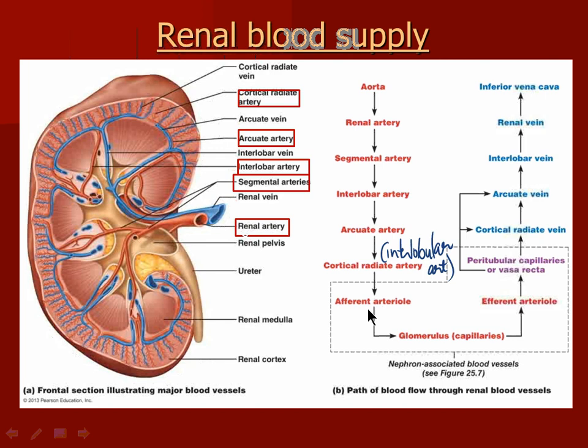This afferent arteriole leads to a capillary plexus, which is known as the glomerulus. Okay, and we will see this glomerulus later. So what you have to remember is that the afferent arteriole leads into the glomerulus. And also notice that from the glomerulus, another arteriole comes out, which is called the efferent arteriole. We probably won't have time, but in your notes you have a video which shows you how this renal blood supply works. So take a look at that.